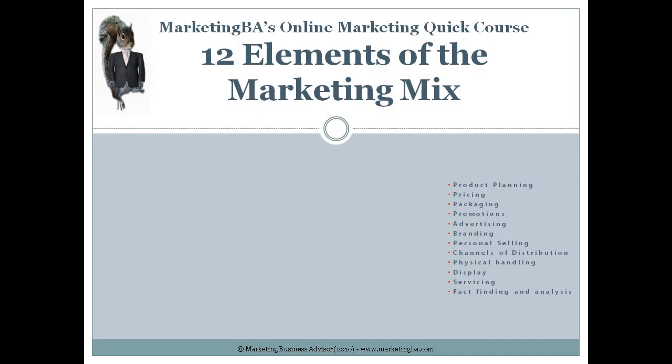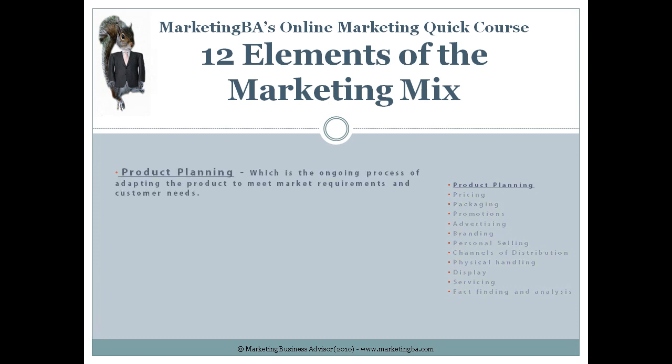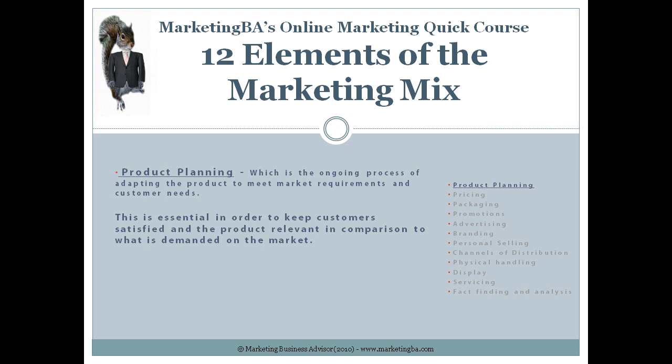Now let's look at the 12 elements of the marketing mix. The first one is product planning, which is the ongoing process of adapting the product to meet market requirements and customer needs. This is essential in order to keep customers satisfied and the product relevant in comparison to what is demanded on the market. If customers are demanding a 60 gigabyte iPod, you can't offer them a 2 gigabyte one, nor would you offer a $200 iPod to someone demanding a $50 MP3 player.